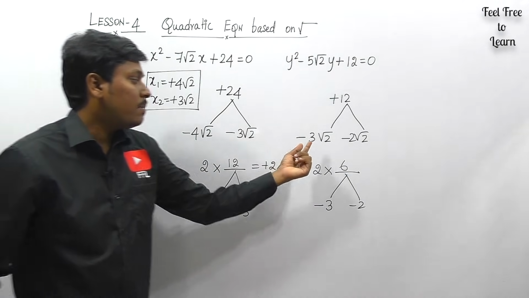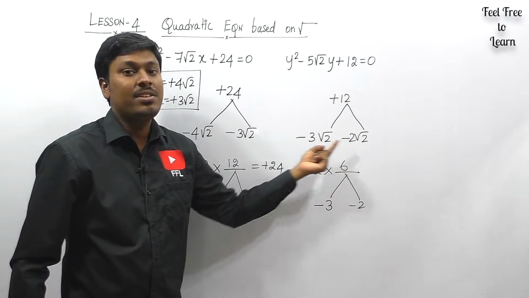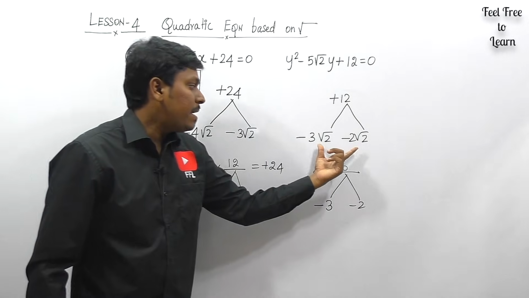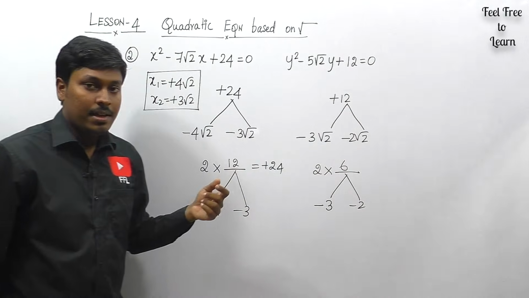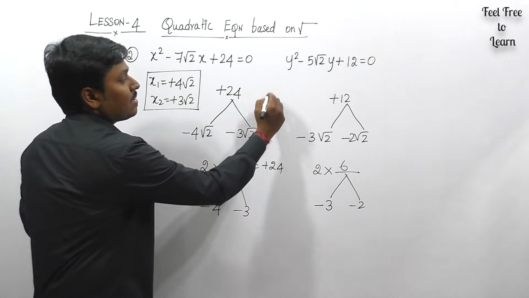When we multiply both the numbers, 3 into 2 will be 6. Root 2 into root 2 will be 2. 6 into 2 will be 12. Then minus into minus will be plus. So finally, while multiplying both the numbers, the resultant answer will be 12. When we add both the numbers, the resultant will be minus 5 root 2. So we got a factor that is y1.